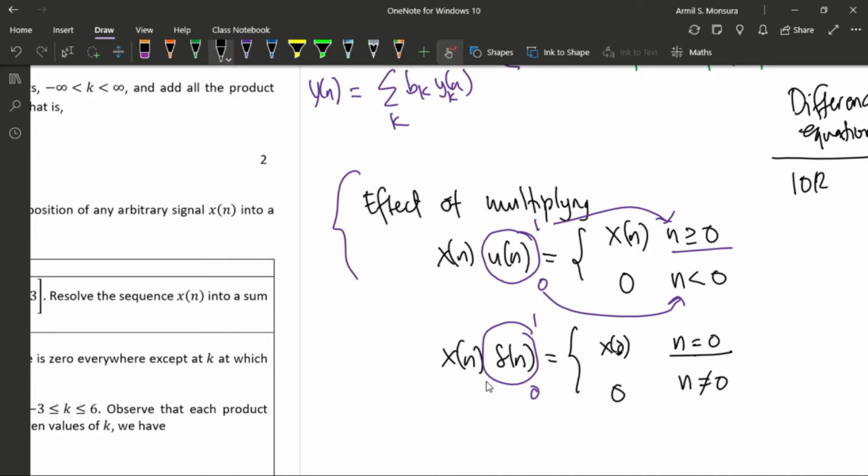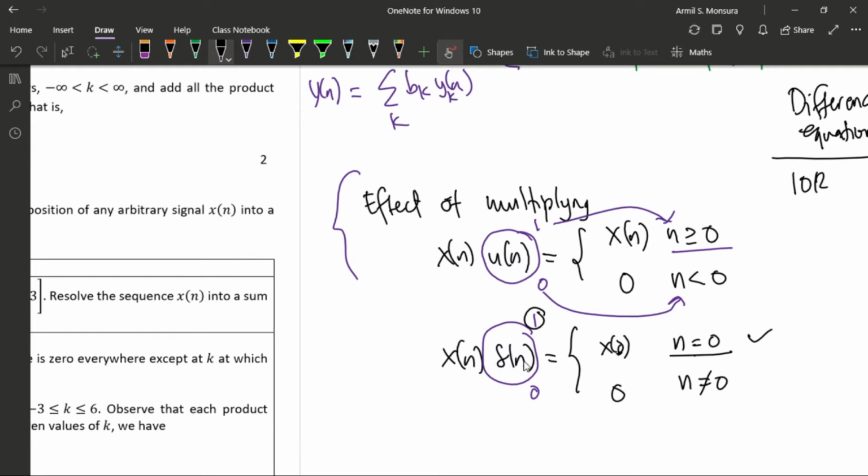And since when n is 0, this is 1. So x of 0 times 1. Okay? So that becomes x of 0 simply, kapag yung n nyo 0. Ngayon, kapag hindi naman, your sequence is simply 0. Okay? Or the value of your sequence is 0.